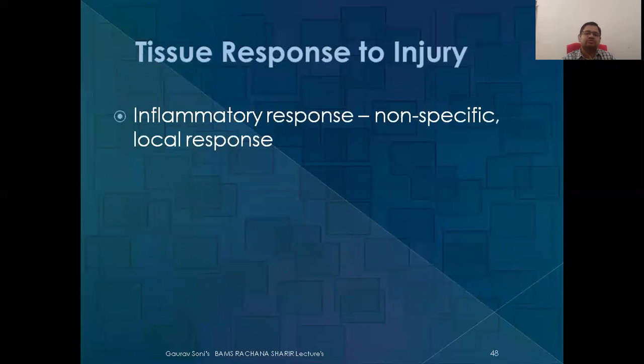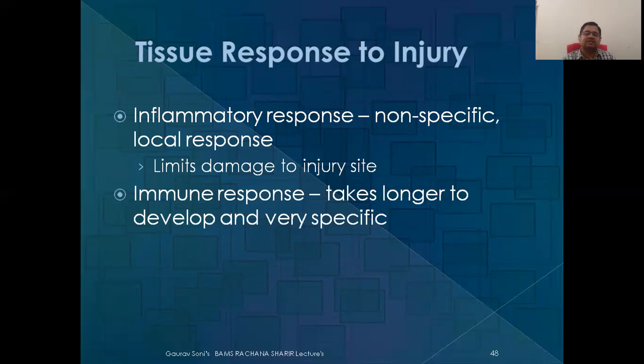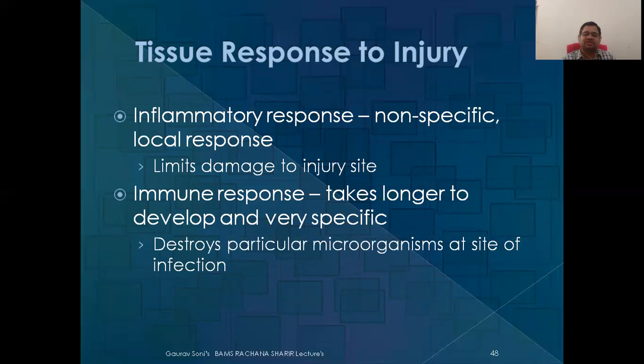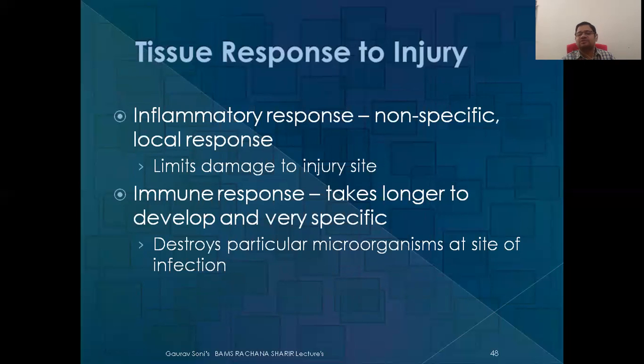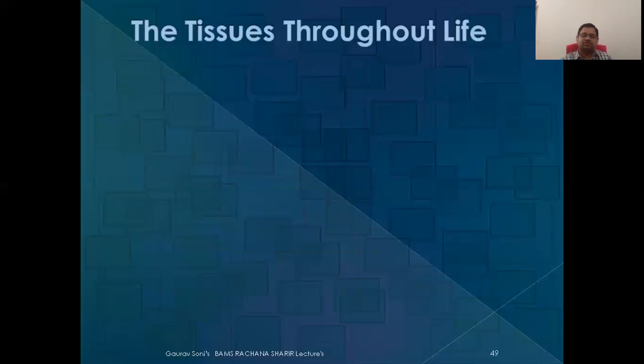Now, what is the tissue response to injury? There is the inflammatory response, which is non-specific and local. It limits the damage to the injury site. After that, there is the immune response, which takes longer to develop, and it is very specific. It destroys particular microorganisms at the site of infection. For this, there are specific chains of cells, like memory cells, plasma cells, NK cells. They are going to develop the immune response.